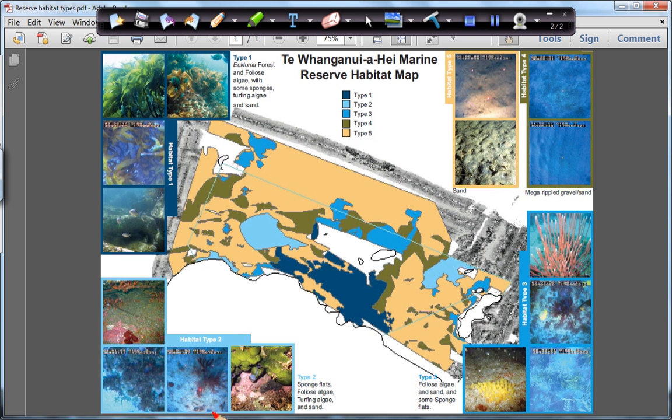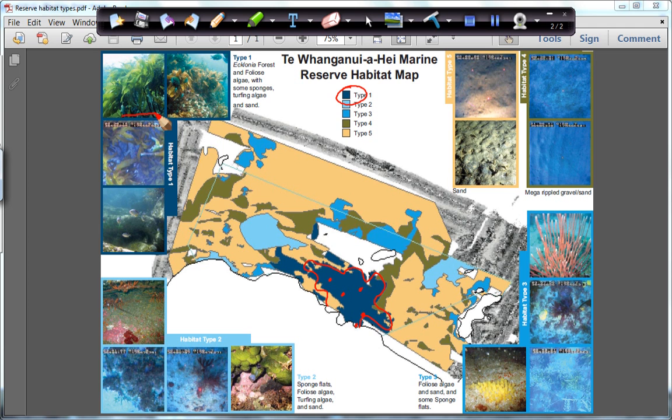Now interestingly, a survey was carried out in 2004 to map the habitat types in the marine reserve. Again, if we identify Gemstone Bay as here, obviously our survey site is in and around this area. But I also envisage us doing some transects within this particular habitat. Now this habitat is referred to on the key here as Habitat 1 or Type 1, and what that's made up of is Aclonia forest.